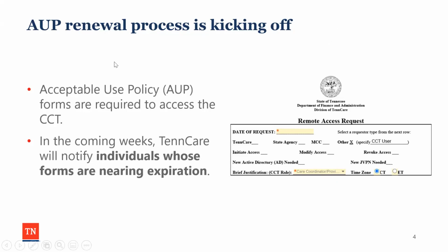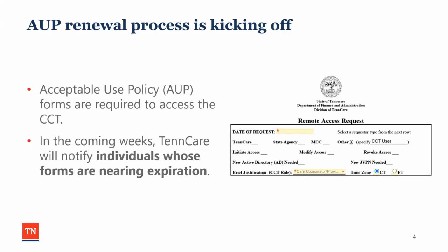Okay, so the AUP renewal process. What's going on? What is it? What do you need to know? The first thing is that the AUP process is something that TennCare undertakes about once a year. It stands for Acceptable Use Policy, and it's a standard security document. Anybody with access to the care coordination tool has submitted an AUP form in the past. TennCare requires that anybody with access to a TennCare system sign it, and it has to be renewed once a year.